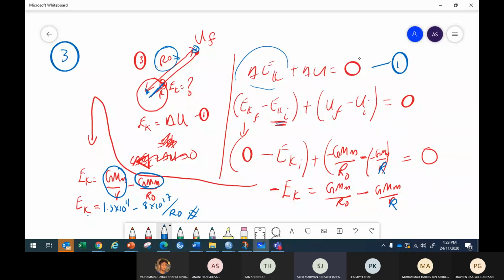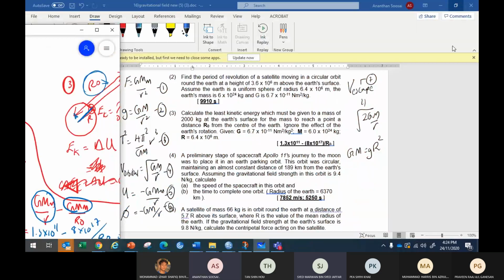Can I see the question again? The least kinetic energy which must be given to the mass of 2000 kg at the Earth's surface, for the mass to reach a point at a distance of R naught from the center of the Earth. So R naught is from the center of the Earth to the point where you need to reach. But where is the value? The R naught value is not given, but the final answer they want is in terms of R naught. Oh, in terms of R naught, okay.